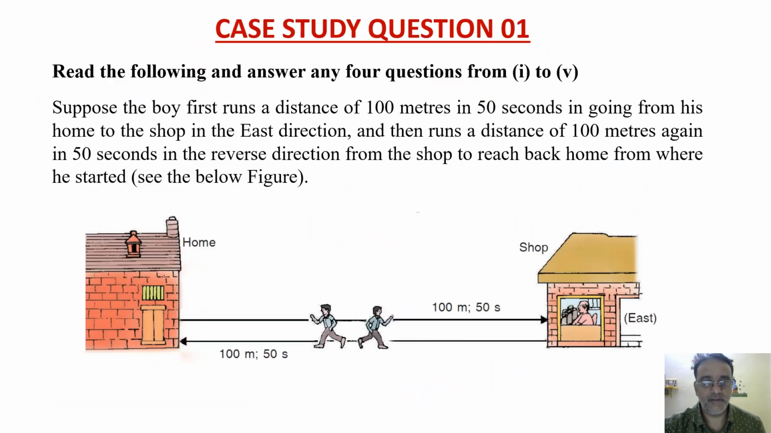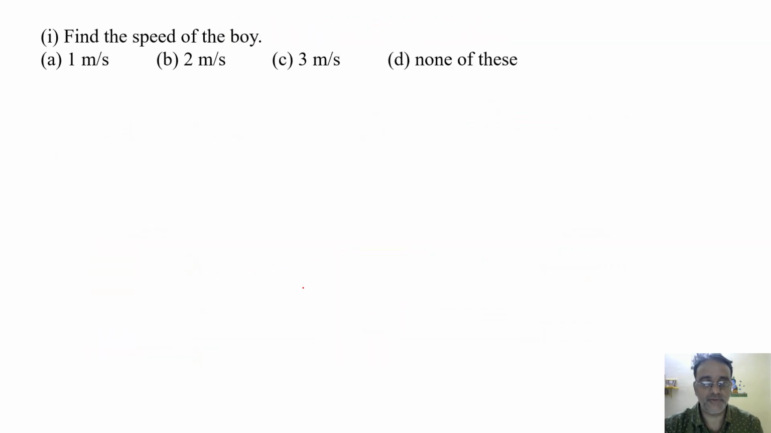Suppose the boy first runs a distance of 100 meters in 50 seconds in going from his home to the shop, this one, in the east direction, and then runs a distance of 100 meters again in 50 seconds in the reverse direction from the shop to reach back home, from where he started. See this figure, and based on this context some questions have been framed. So let us start with the first question.